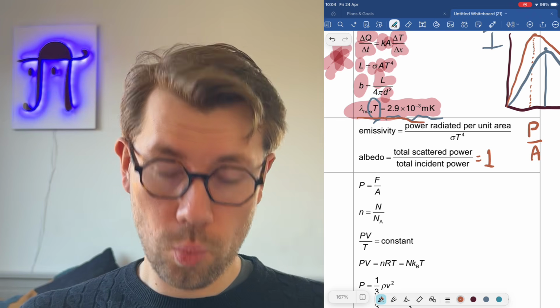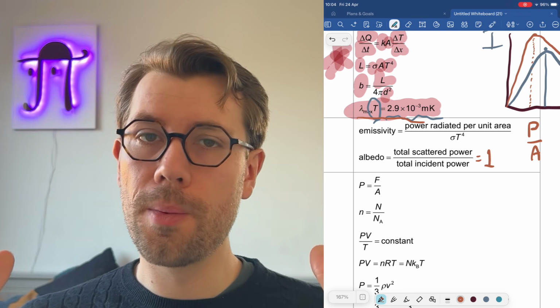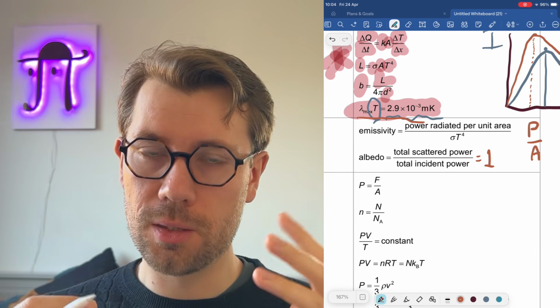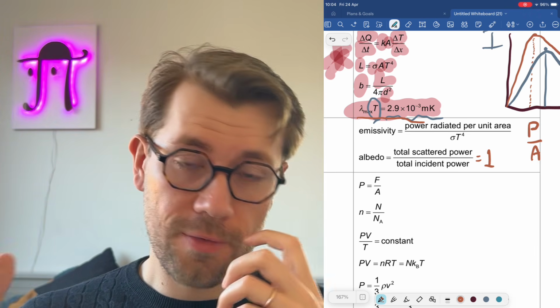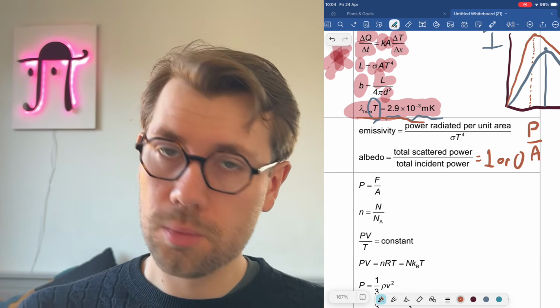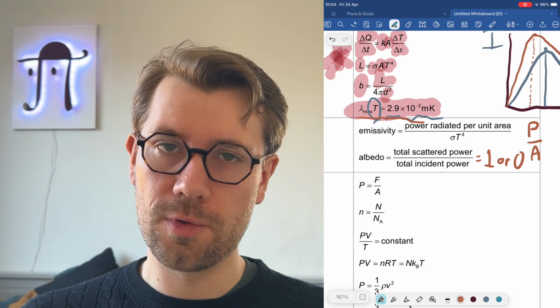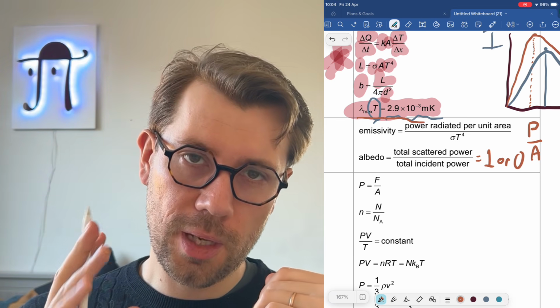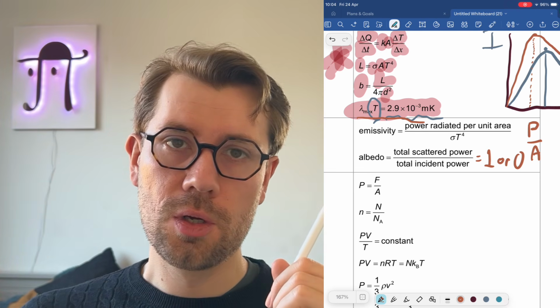Now, if we think about what 1 means, that 1 means it scatters everything, it reflects everything, so it doesn't absorb any of the heat, any of that sunlight. If we had an albedo of 0, then that would mean that it didn't scatter anything, which means it absorbs everything.